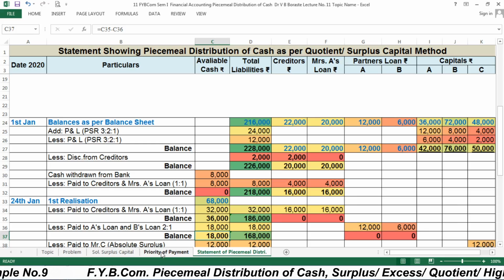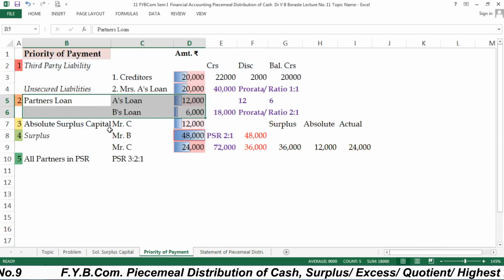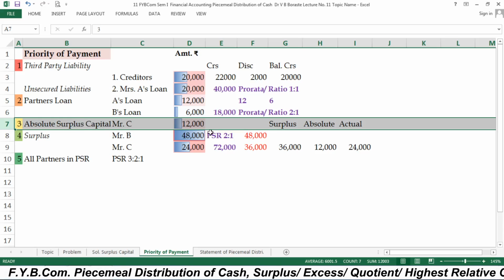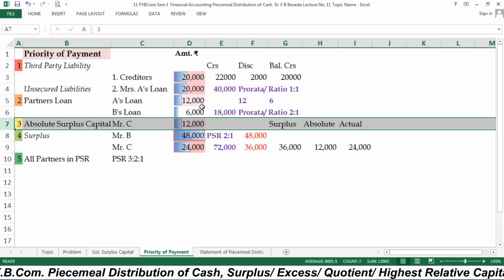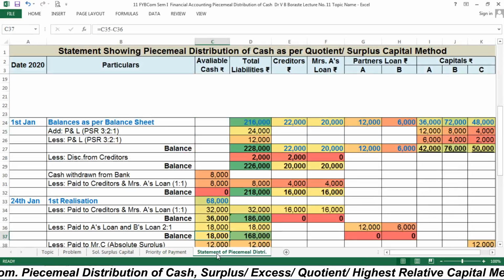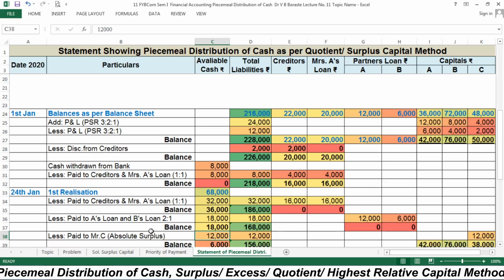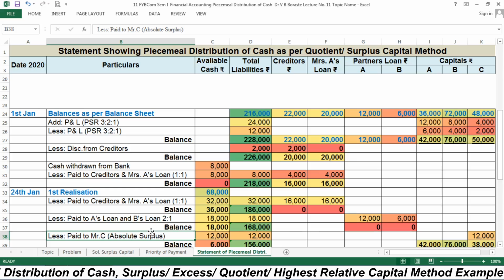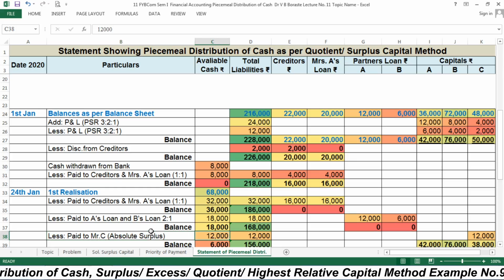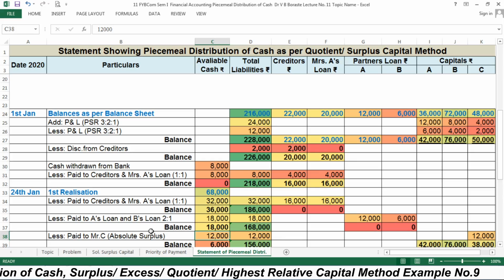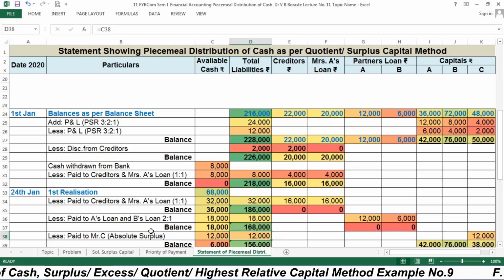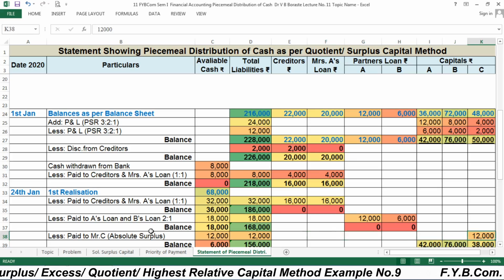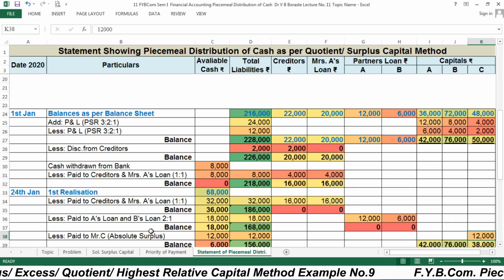So we have 18,000. After the payment of partners loan, our next payment is absolute surplus to Mr. C, which is 12,000. So we have to pay 12,000 to Mr. C. In the next line, write down less paid to Mr. C, absolute surplus, that is 12,000. So cash will be reduced by 12,000, total liability will be again reduced by 12,000, and Mr. C's capital will be reduced by 12,000.